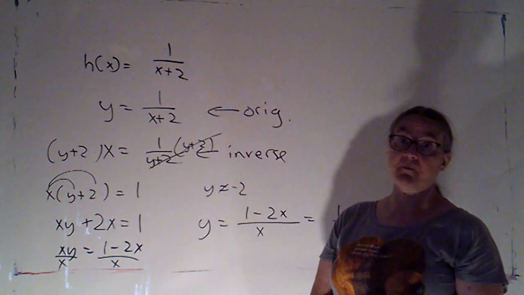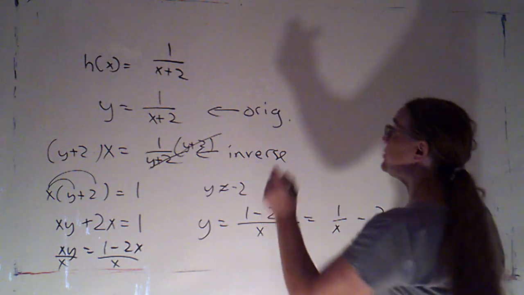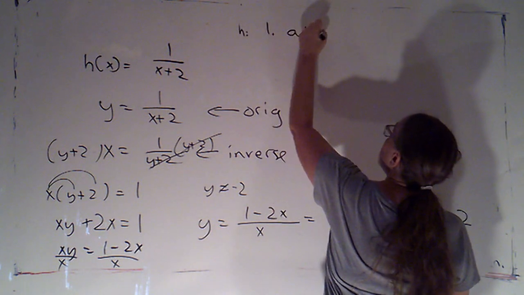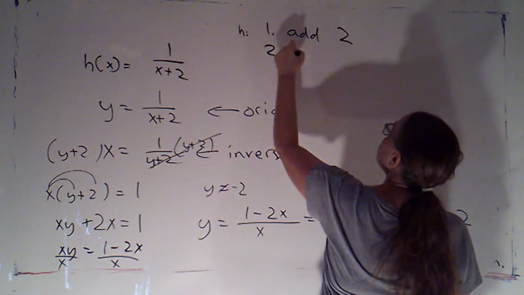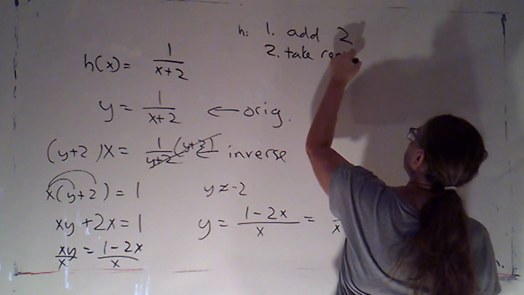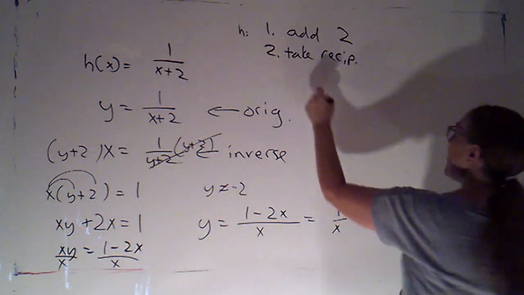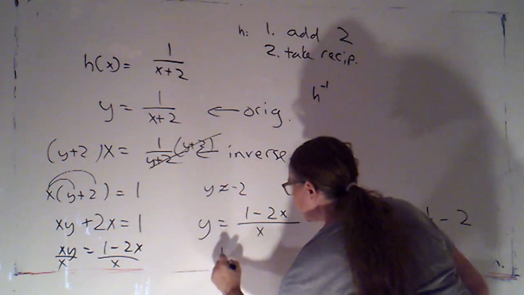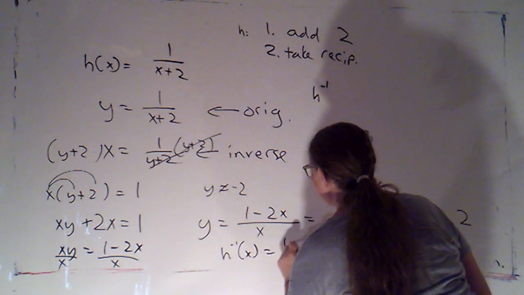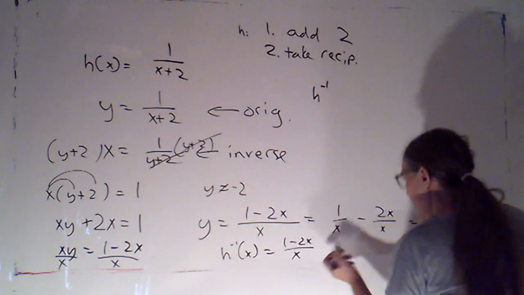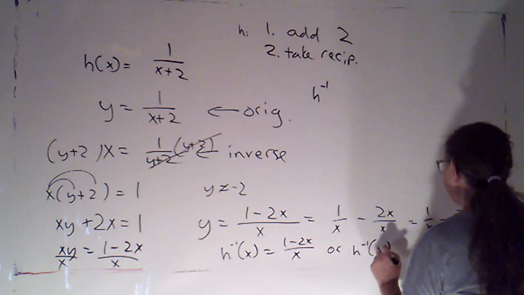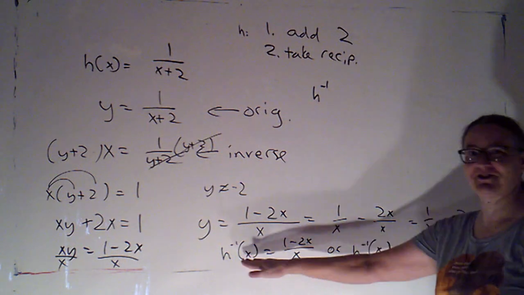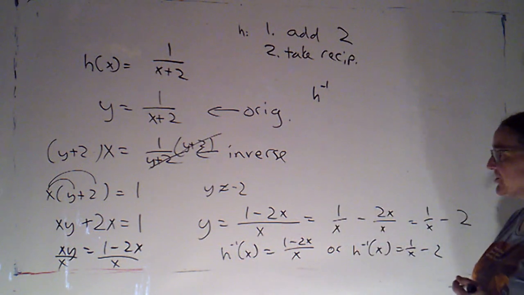The other thing that's kind of nice about this is I might have felt comfortable doing this one by inspection. I can see what h of x has me do is, first of all, add 2 and then take the reciprocal. So h inverse, oh, sorry, I forgot to do that. My goodness. h inverse of x would be 1 minus 2x over x, or equivalently h inverse of x is 1 over x minus 2. I did want to write my answer using function notation, so I apologize for initially skipping that step.